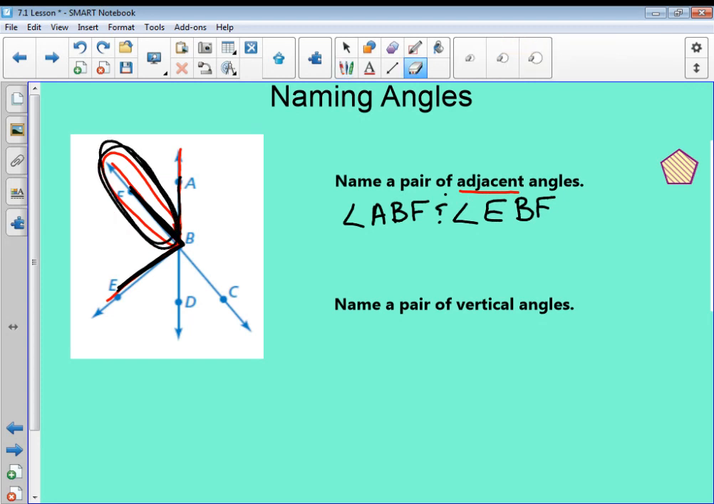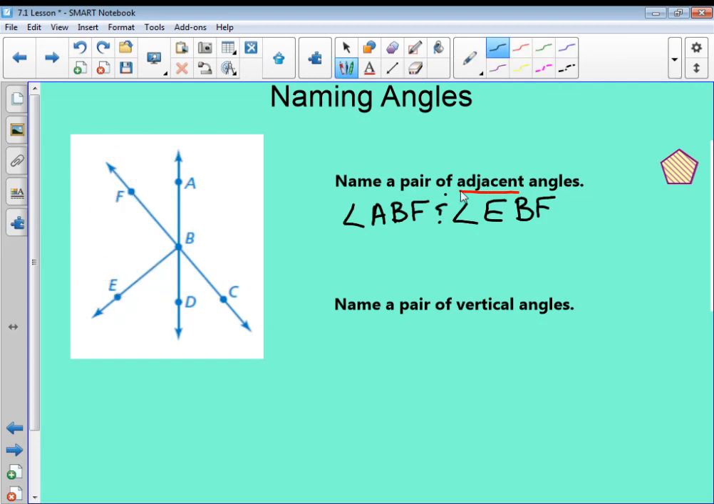Okay, so let's try a pair of vertical angles. So when I'm identifying vertical, I like to go ahead and draw all the way through the figure. So I want to find two where the rays go all the way through. So this one would not work very well because it stops at B. I want two that go all the way through B and extend through the other side. So here's one, and here's one. See how it extends all the way through the figure?